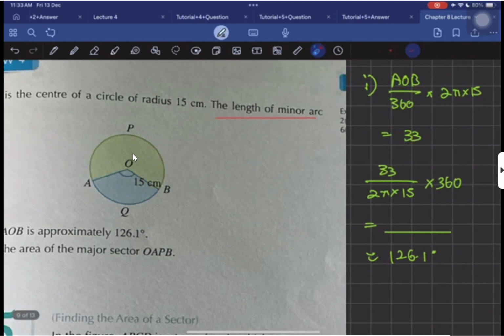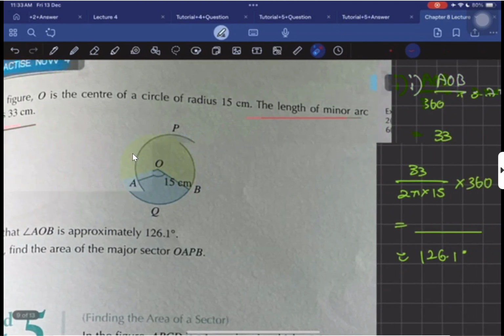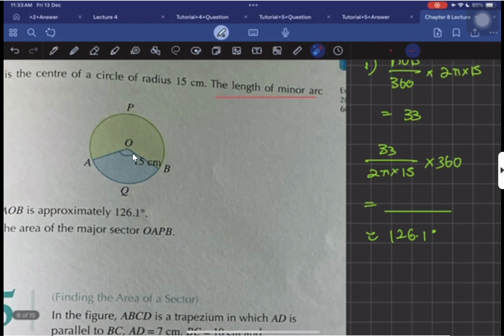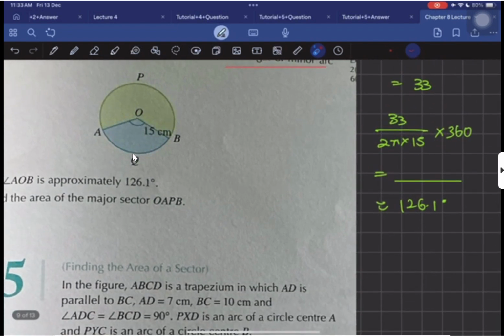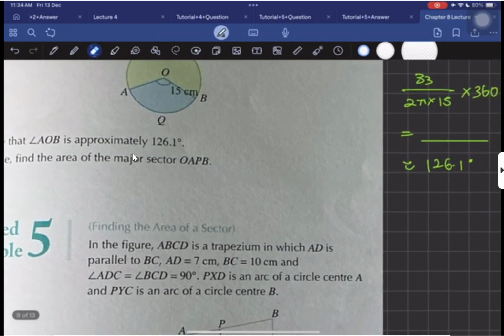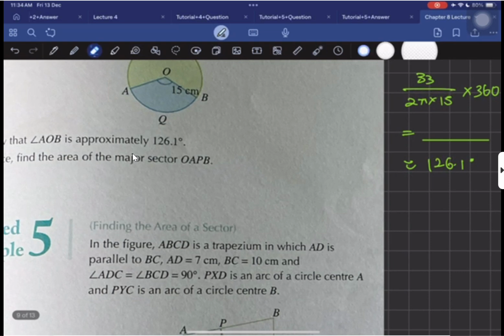First step is AOB over 360 times 2 pi r, which gives you 33. So this angle over 360 times 2 pi r would give you 33. Now you just work backwards, and if you type this in the calculator, you should get 126.1 degrees. I'm not going to type it.